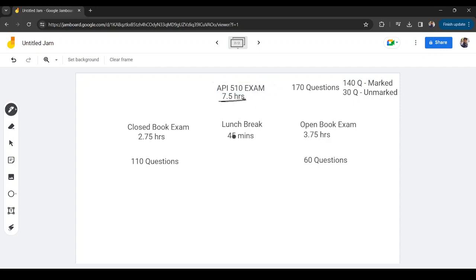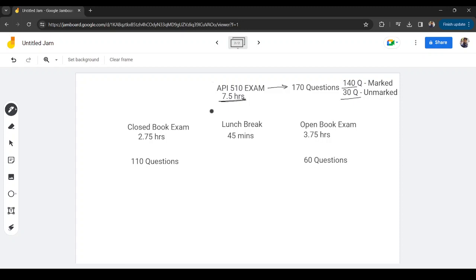The entire examination lasts for 7.5 hours. In this examination, you have 170 questions that you have to solve. Out of these 170 questions, 140 questions are marked. So in these 140 questions, you will be scored on whatever answers you have given, and 30 questions are going to be unmarked or pre-test questions. These questions are not marked. Even if you get these wrong, no marks would be deducted. Obviously, it would not be possible to know which are marked and which are unmarked questions, but that is the structure. 140 are marked and 30 are unmarked.